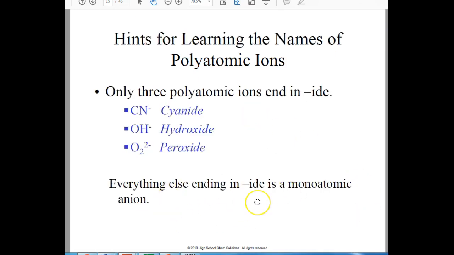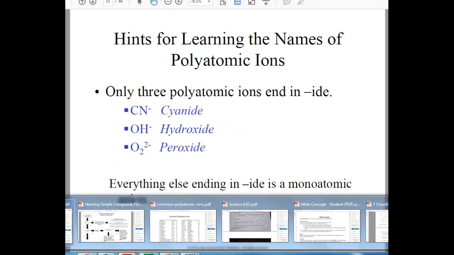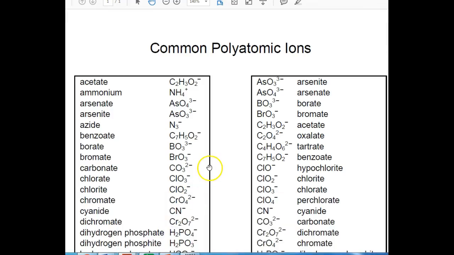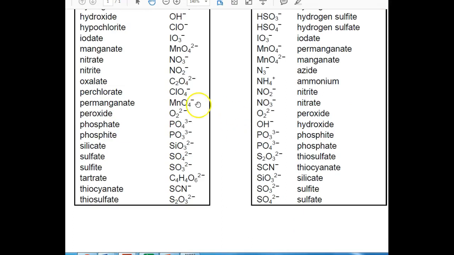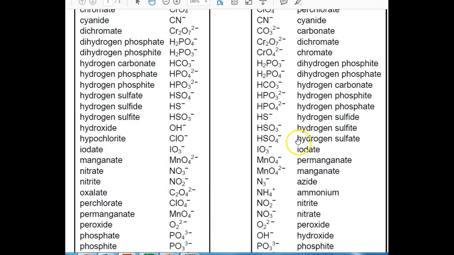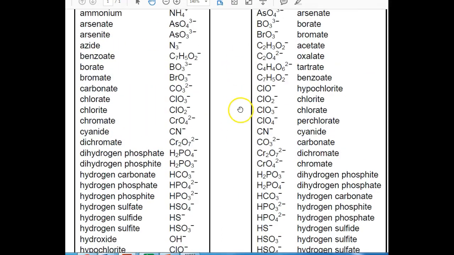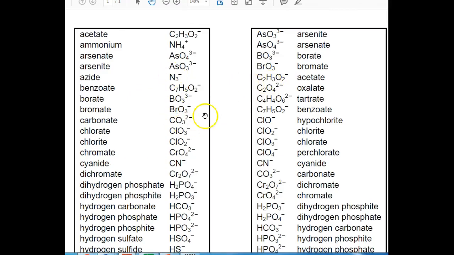All right, here they give us some names for polyatomic ions and hints for remembering them. I'm not going to require you to memorize the polyatomic ions. So you're going to have this list that I'm going to print out for you. Hopefully you already have it. And you just need to keep it with you, just like your periodic table. And you can look at this list to see the names of the polyatomic ions.